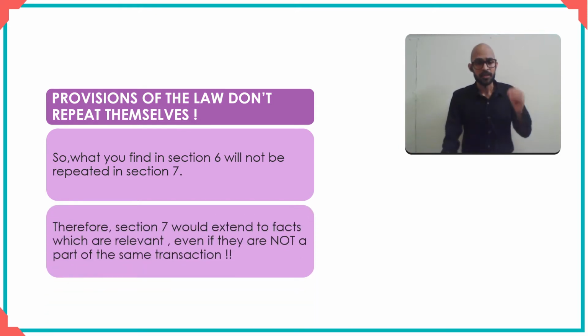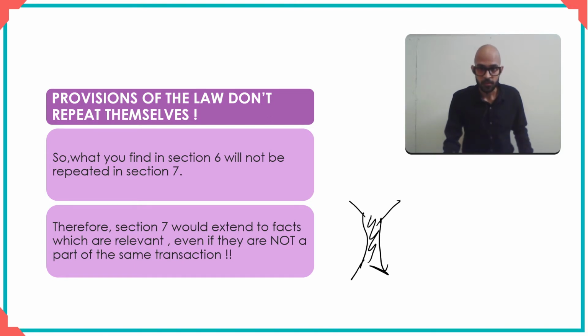So what we understand from section 6 is that it relates to facts which form a part of the transaction, and therefore section 7 would not deal with facts that form part of the same transaction. Of course, they could, but those are taken care of by section 6 already, which means that let us say this was your fact in issue. This is the trunk of the tree. Now the most proximate facts, the most closely connected facts are these ones, right? Forming a part of the same transaction.